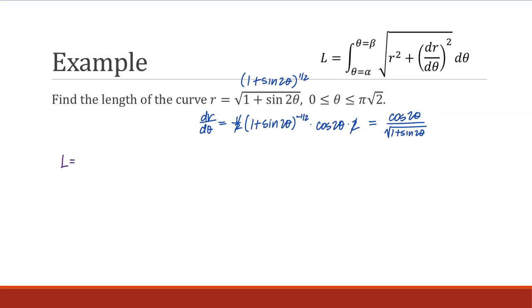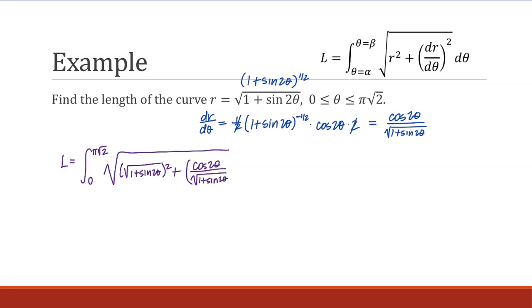Our length is going to be the integral from 0 to pi times rad 2 of the square root of r squared, so the square root of 1 plus sine of 2 theta squared, plus dr d theta, so that's cosine 2 theta over the square root of 1 plus sine of 2 theta. All of that is squared, and underneath the square root, d theta.